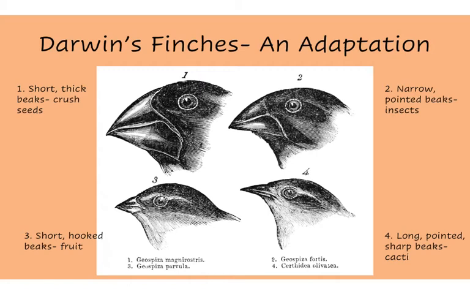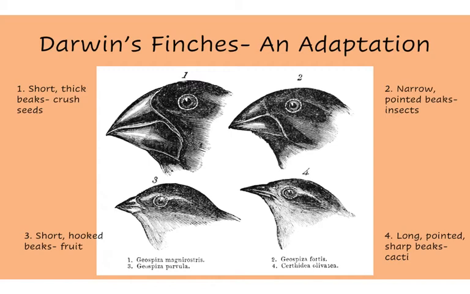And then in number 2 over here, we have a narrow pointed beak. And that narrow pointed beak allows that finch to pluck insects out of the ground. So it can pluck at the ground and pull those insects out, maybe worms or bugs or whatever, and eat those insects as its food. So it needed a narrow pointed beak in order to get its food, those insects within the ground. So that's a second adaptation of the finch.